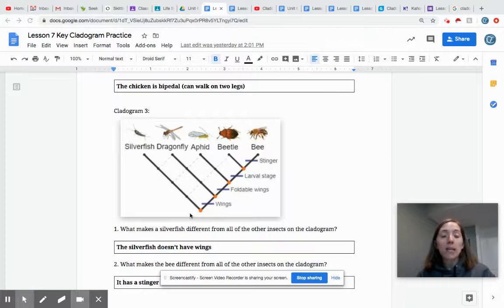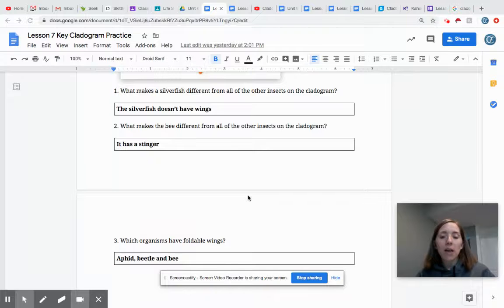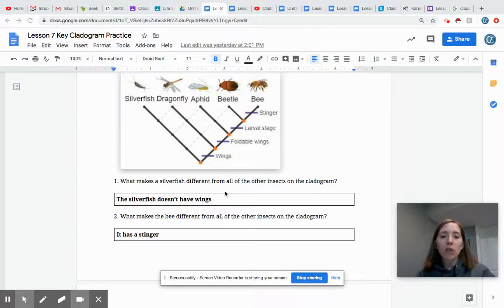What makes the bee different from all other ones? Well, it's the only one that has a stinger, because it's the only species that's to the right of this characteristic, stinger. Which organisms have foldable wings? I look for the trait. Anything to the right of it will have that. So foldable wings would be this way: aphid, beetle, and bee. We don't see these foldable wings in the silverfish and the dragonfly.